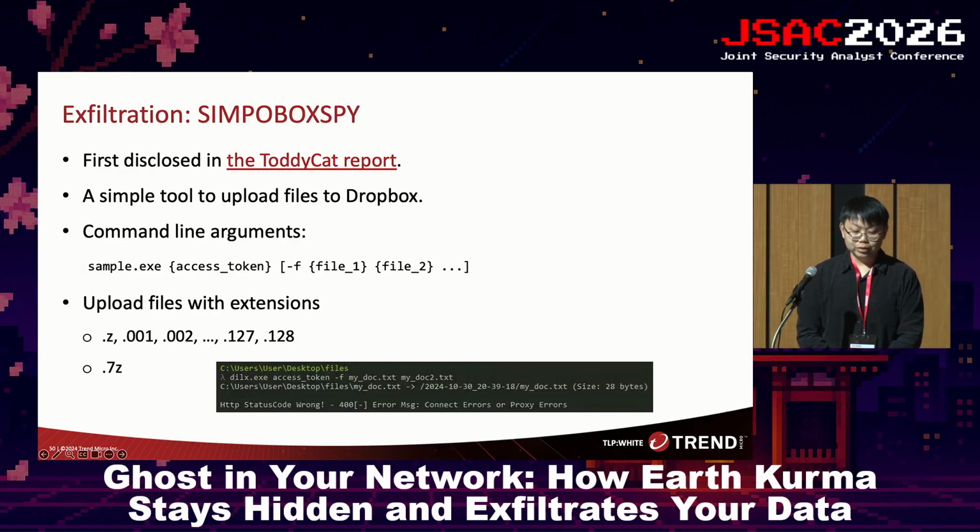We also find another tool called Simple Box Spy. It was first disclosed in the Toddycat report. It can upload files to Dropbox. It accepts several arguments. The first one is the access token, and -f is for specifying the files to be uploaded. It will upload files with specific patterns in their names, like .z, .7z, .001, and so on.